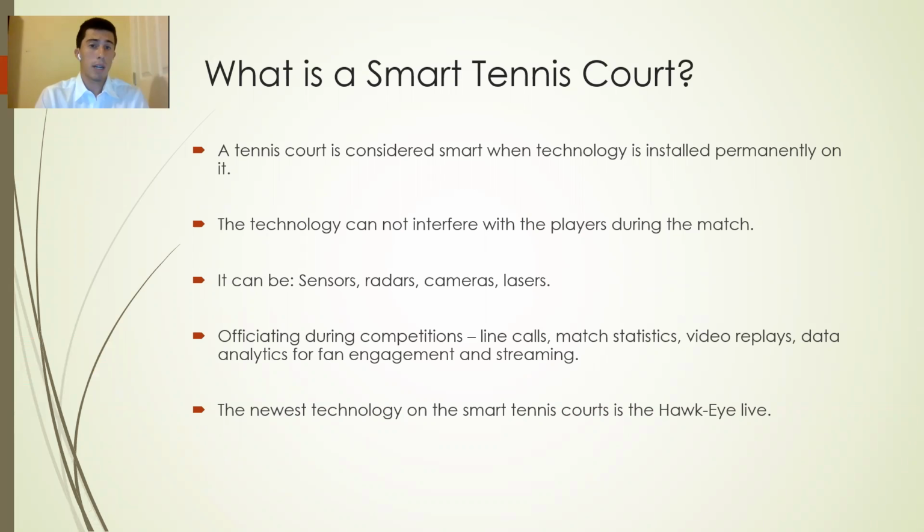To be considered smart, a tennis court needs to have technology installed to it permanently. The technology cannot interfere with the players during the match at all, and it can be either sensors, radars, cameras, lasers, etc. They are starting to be official during competitions, and they can be used for line calls, match statistics, video replays, data analytics for fan engagement, and streaming. The newest technology on the smart tennis court is the Hawkeye Live.